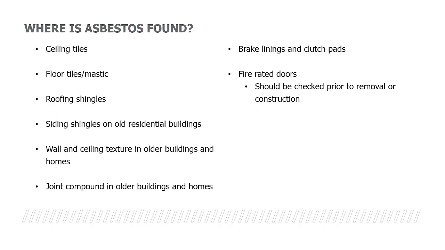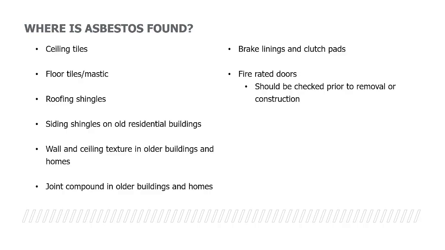Here's some other places it can be found. It can be found in ceiling tiles, floor tiles, or mastic. The mastic is going to be the glue for the floor tiles. And then roofing shingles, brake linings, clutch pads, fire-rated doors. And these are all things that should be checked prior to removal or construction, especially with fire-rated doors, because not all of them can be marked.